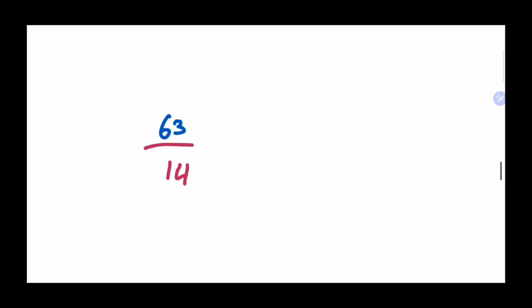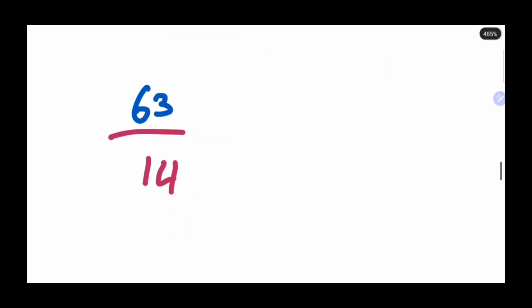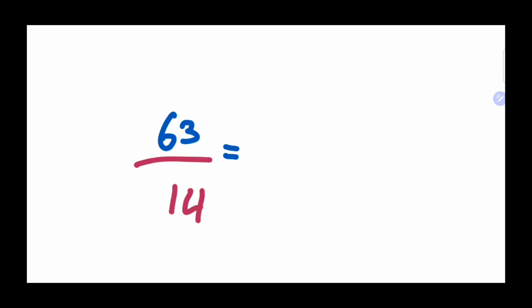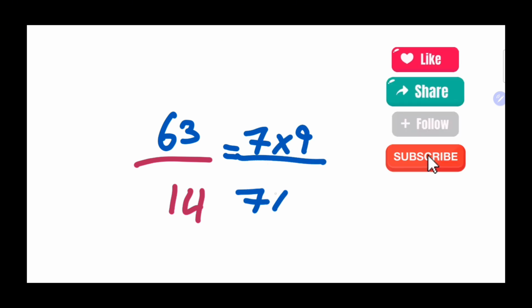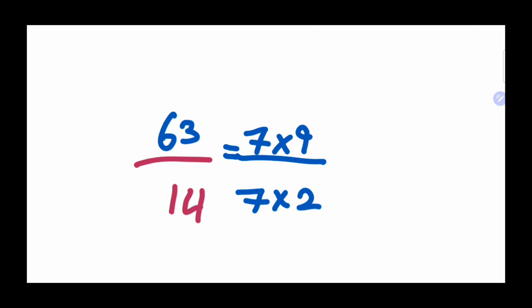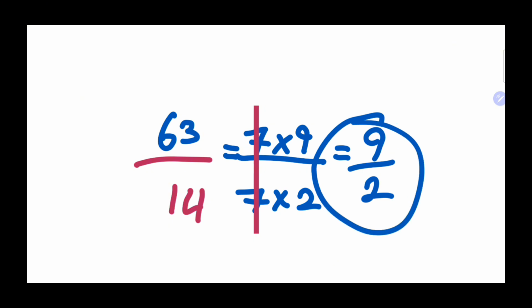Here is another one. 63 over 14. Pause the video and attempt this. So we have 63 over 14. This can be reduced to 7 times 9, and 14 can be reduced to 7 times 2. So as usual, we're going to eliminate what is common. In this case, what is common is 7. So this leaves us with 9 over 2. And that would be the reduced form of this fraction.